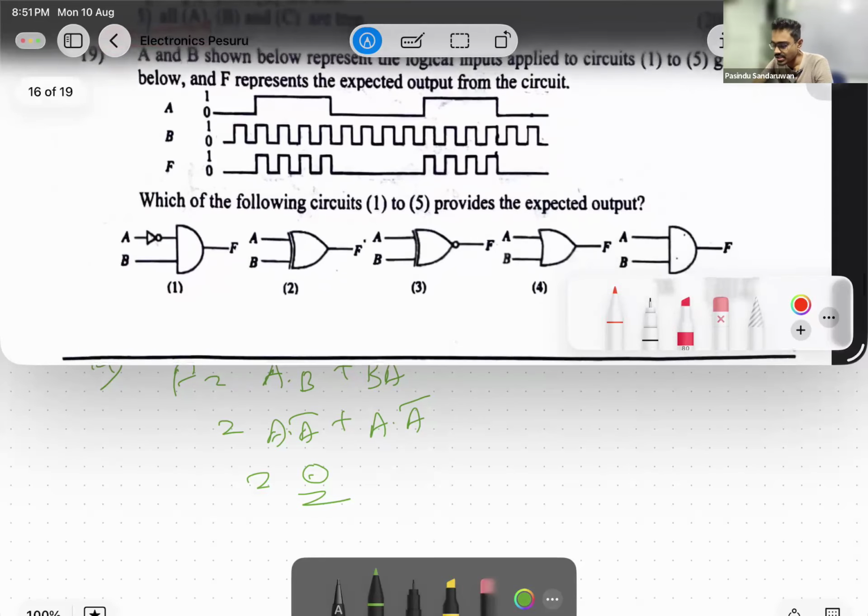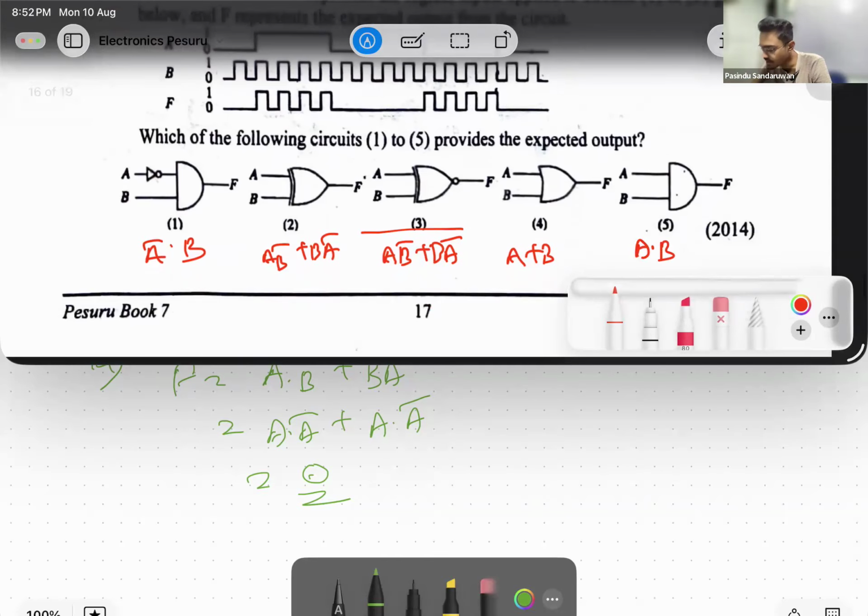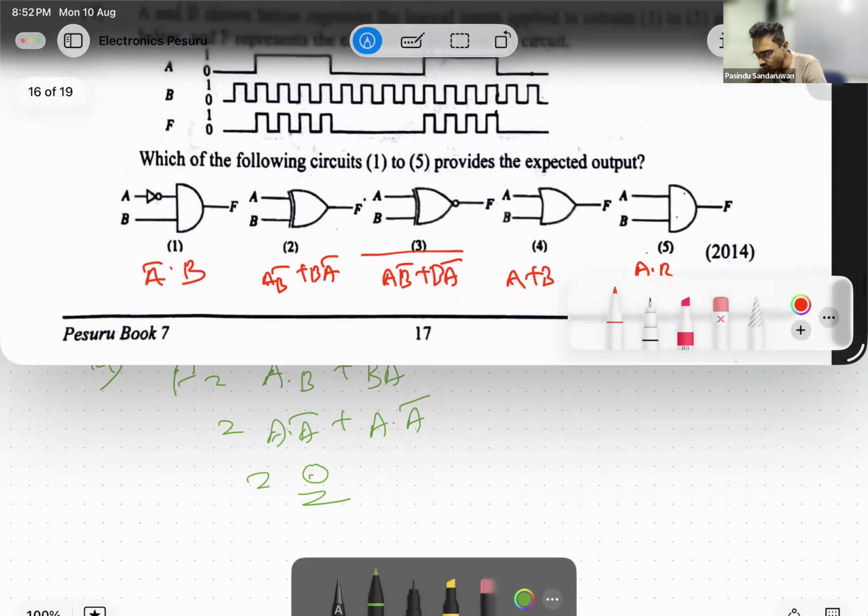Okay, right. Then just check with these outputs. For the first one, output is A bar dot B. For the second one, it is an XOR: A B bar plus B A bar, right? And this is an XNOR, that is A B bar plus B A bar, whole thing bar. Right? This is an OR gate, A plus B, right? And this is an AND gate, A dot B. Right, now check with these outputs, that's it.